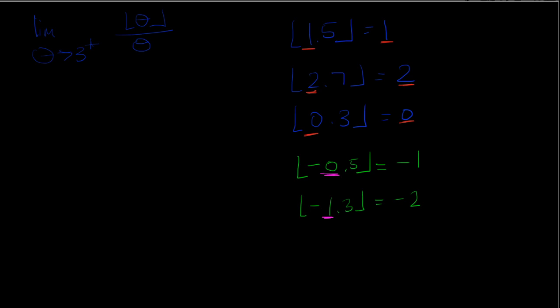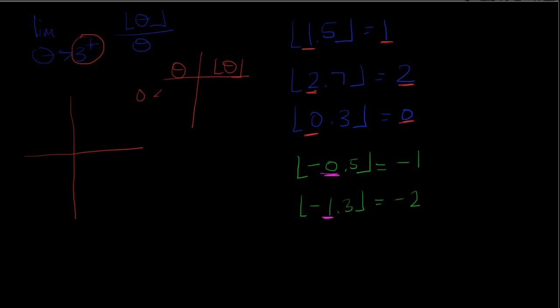Okay, so let's look at this now. So here I'm looking at 3 from the right. So what happens when we're looking at 3 from the right? Well, if we were to graph this, if I'm looking at values, so let's make a table here.